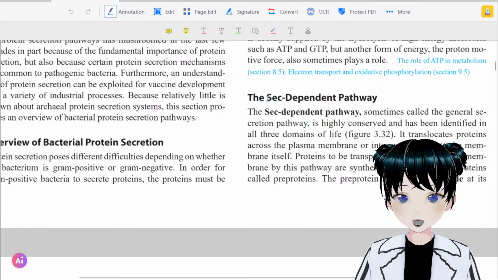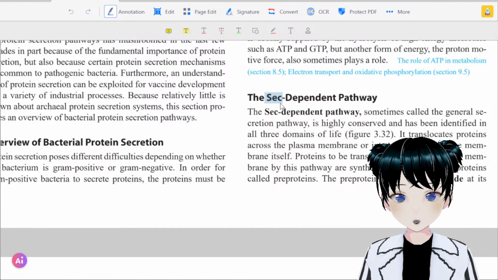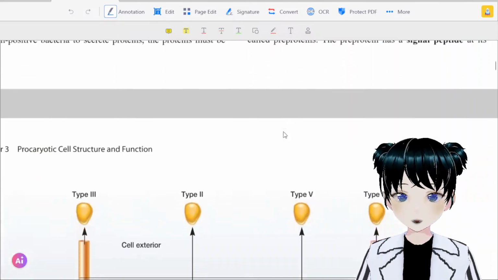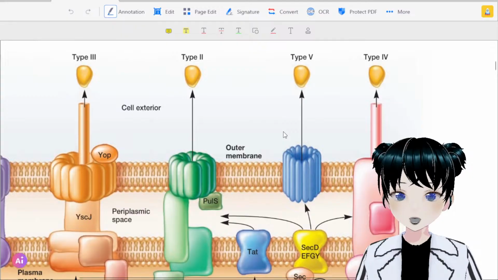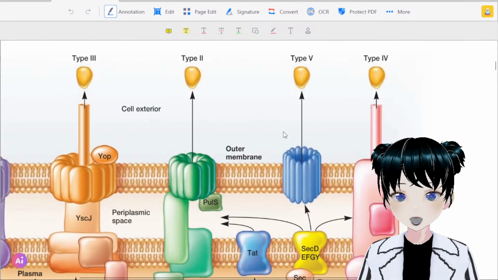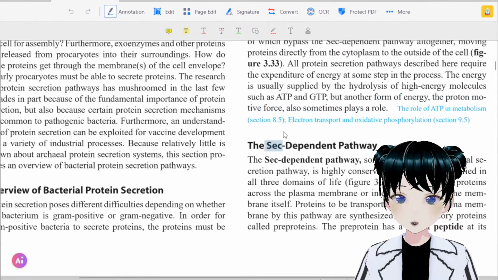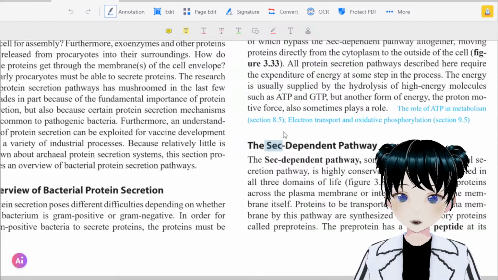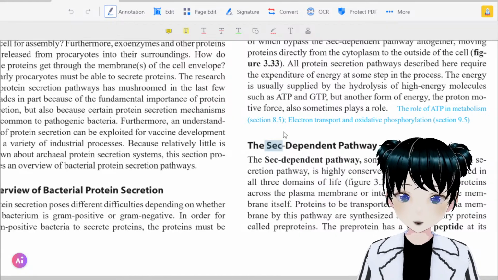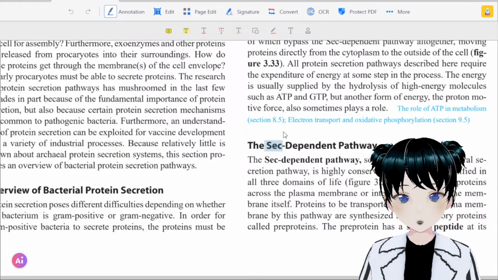Now the Sec dependent pathway transports only the proteins that are not folded, that are not matured completely, okay? Like the structures of the proteins: the primary structure, the secondary, tertiary, quaternary structure. So tertiary and quaternary are quite mature structures. So before going into those structures, there are chaperones, the proteins that keep the protein as it is.